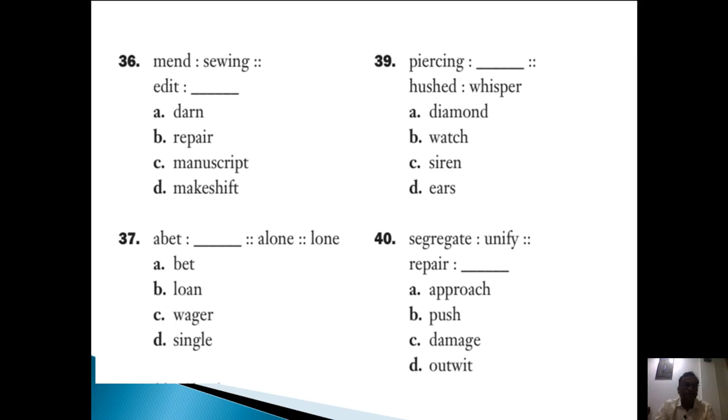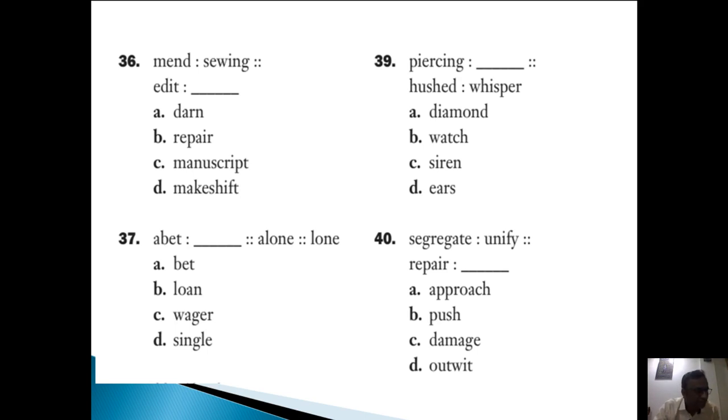Question number 36 is mend equal to saving. Then what equal to edit? Getting it? One fixes a saving by mending, and one fixes a manuscript by editing. Getting it? The answer is manuscript, option C.